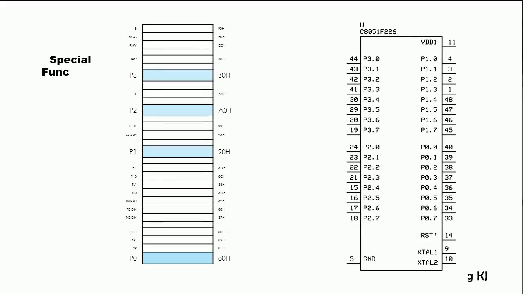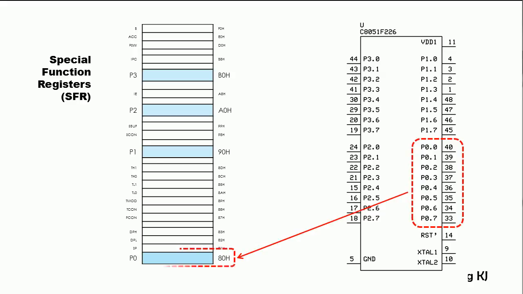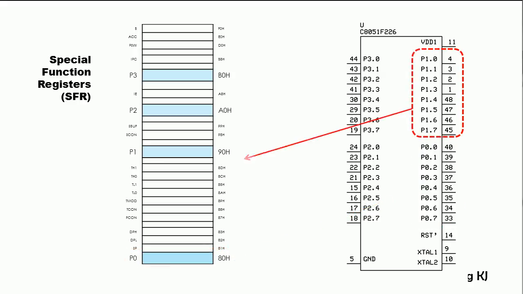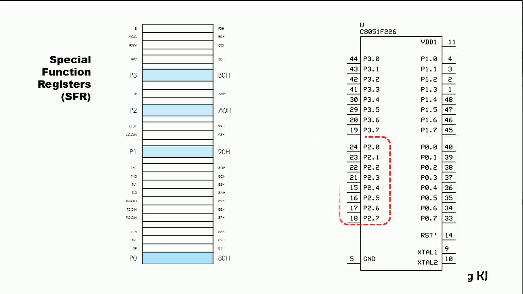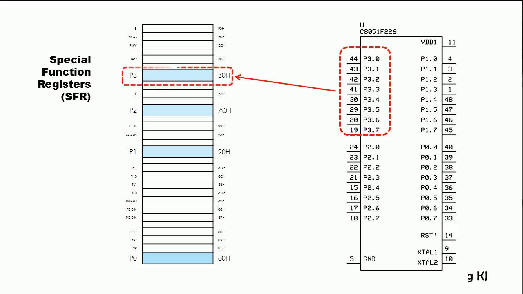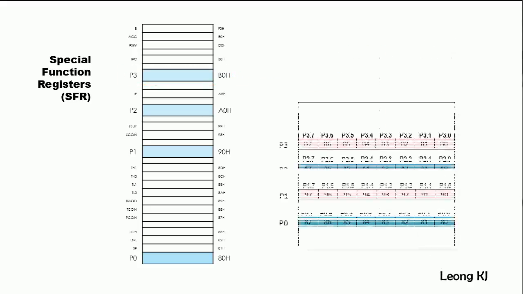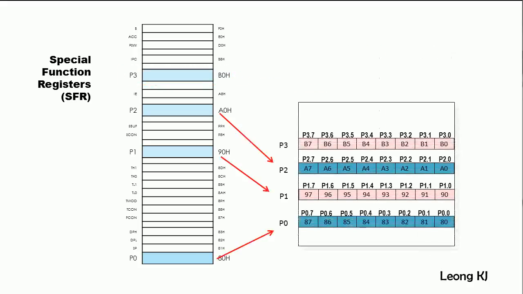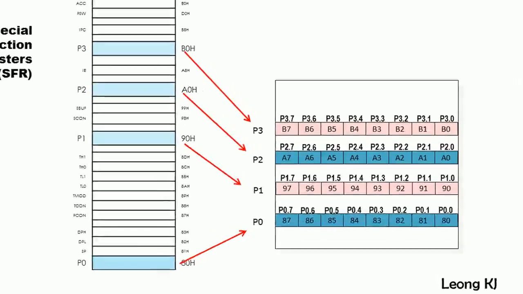This is a representation of the special function registers. Port 0 is mapped to a register by the same name. So are the other ports. All the bits in these registers are bit addressable.